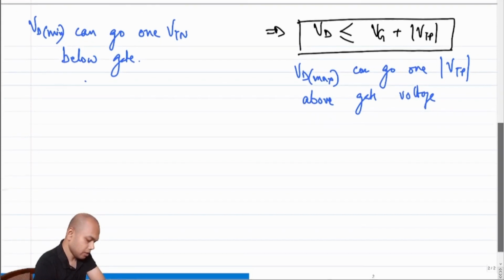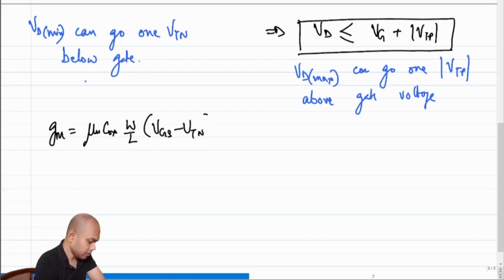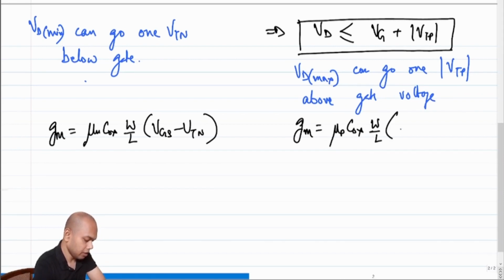Then what else? What are the small signal parameters? The small signal parameters in case of NMOS is Gm is equal to mu n Cox W over L (VGS minus VTN). In the case of PMOS, it will be Gm is equal to mu P Cox W over L (VSG minus mod of VTP), right?